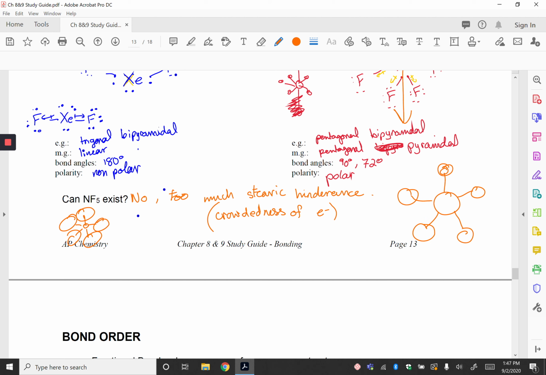They're not so close to each other, they're not as crowded, and so it will allow for this to happen. So I doubt this would be a question on the AP exam, but if it does, you just say nitrogen is too small, it doesn't allow for 5 things to be around it, the electrons are too crowded. Or if you want to sound fancy, you can say because of steric hindrance.